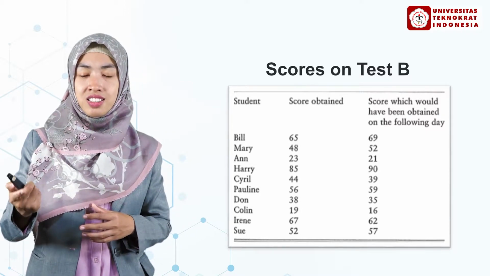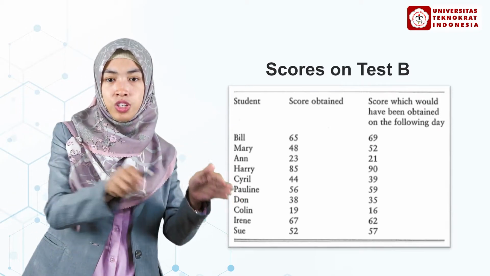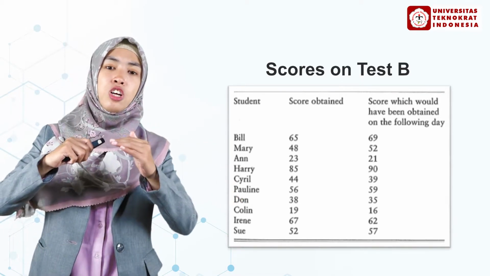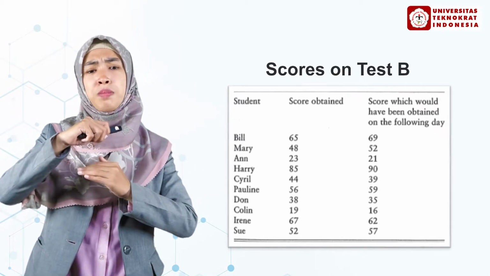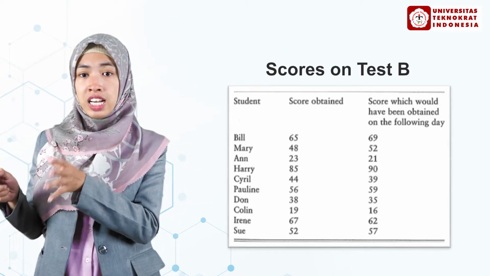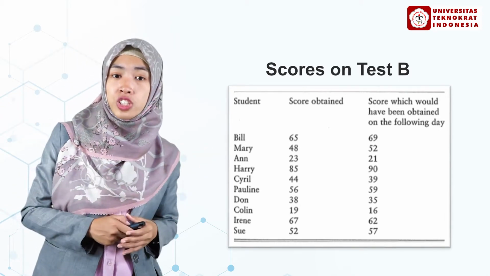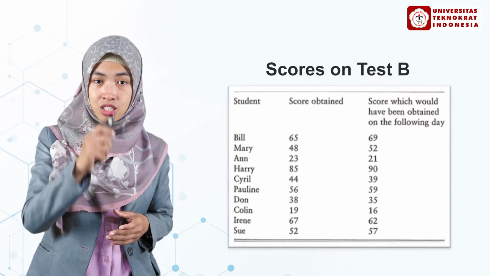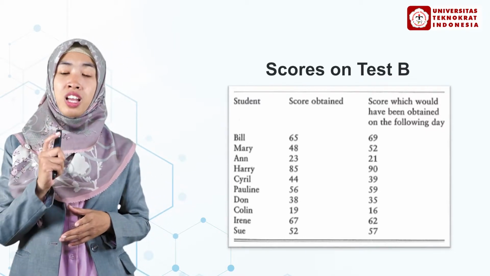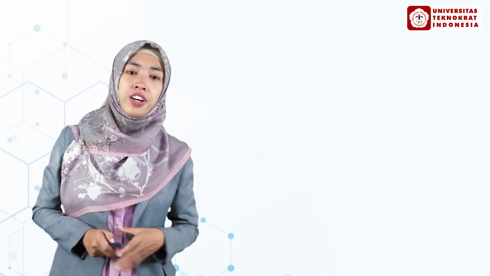he got 69. So there is an improvement, or a difference between the first score and the second score, but it's not completely different. So we can conclude that the scores on task B are more reliable than the scores on task A. That's the way to determine whether your test or your assessment is reliable or not. Okay? According to Brown, there are 4 kinds of reliability.